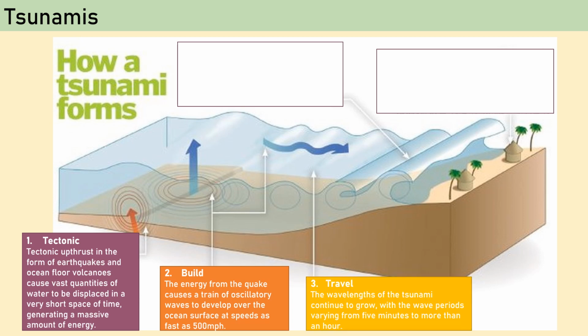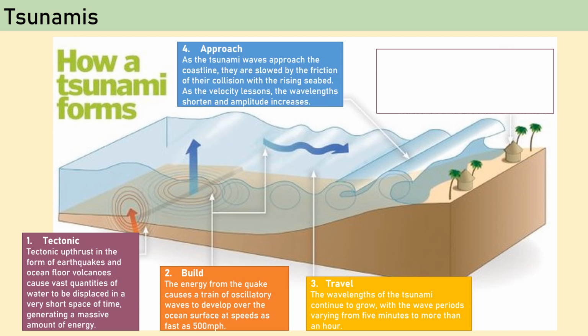Now, as they travel, the wavelengths of the tsunami continue to grow, with the wave periods, that's kind of the distance between the peak of one wave and the peak of the next wave. They vary from anything, like I say, from 5 minutes to more than an hour.